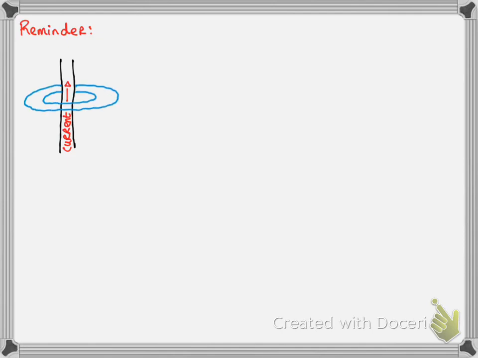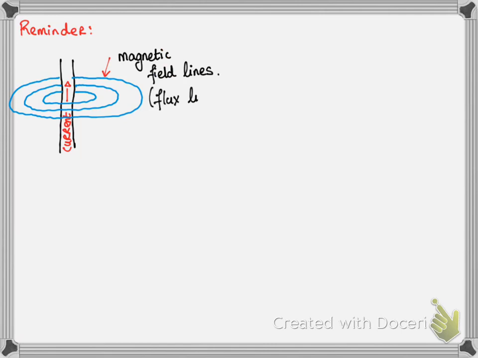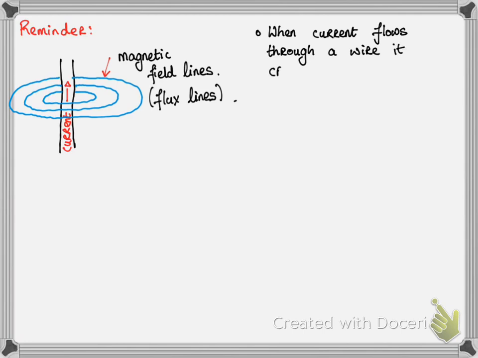Today we are going to look at electromagnetic induction. So the first thing we need to do is remind ourselves that if a current is flowing through a wire, a magnetic field will be generated. These magnetic field lines will be in concentric circles, and another name for magnetic field lines is flux lines. So when current flows through a wire, it creates a magnetic field.